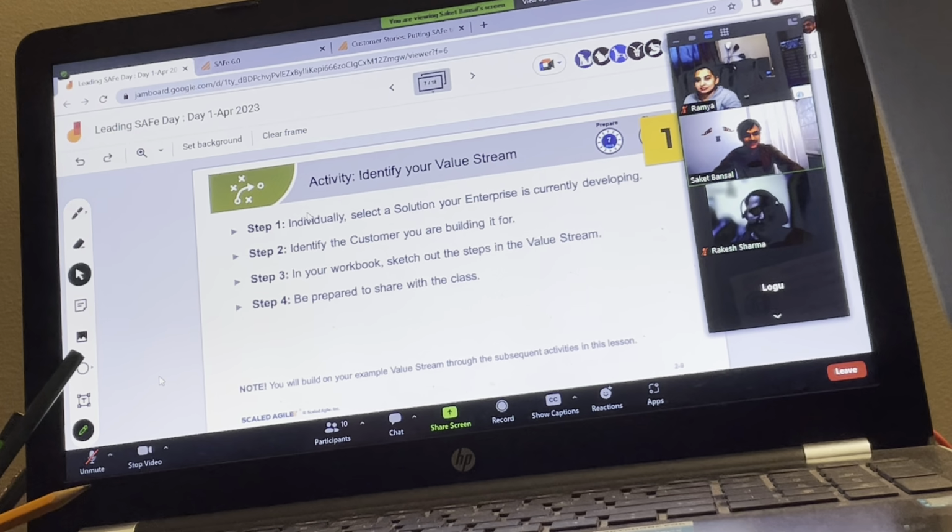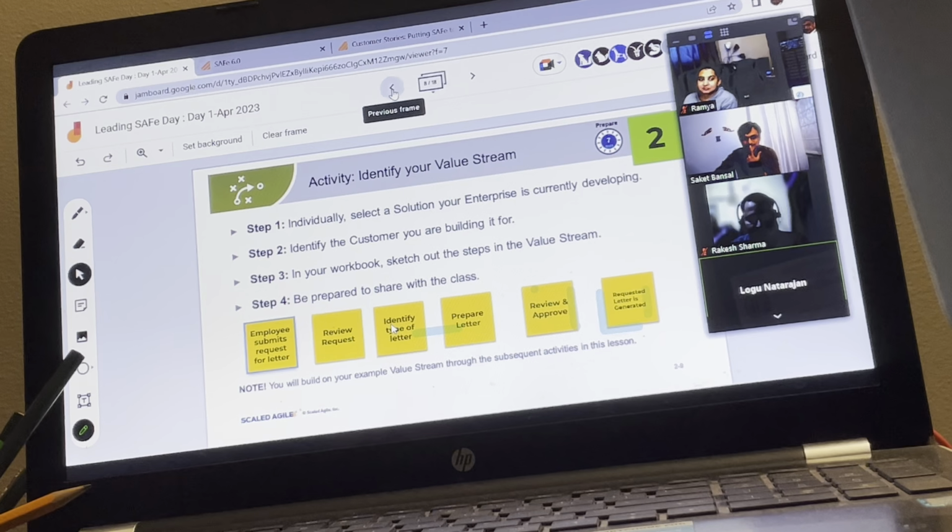Room two is more like an operational value stream. Yeah, so this is what I am sensing here. Room two is not development. Select a solution your enterprise is currently developing. This could be a regular process, like issuing a credit card, which is a value stream. But it's an operational value stream rather than a development one. Yeah, this is an operational value stream, but we put it for an automated solution, like an employee submitting a request, and then the steps get automated, something like that.